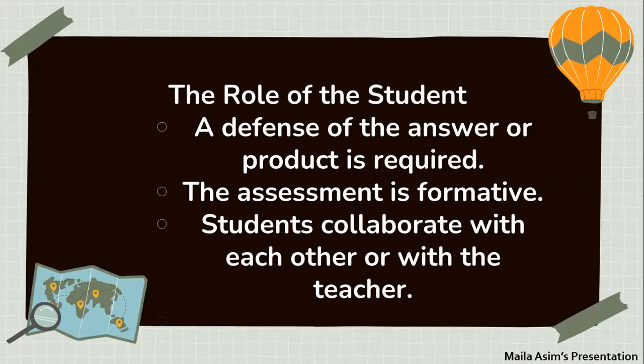Second one is the role of the student. It is very important that the rights of the student inside the classroom are acknowledged.